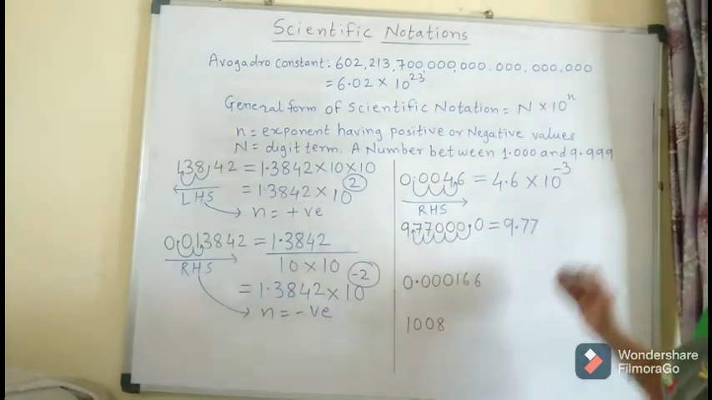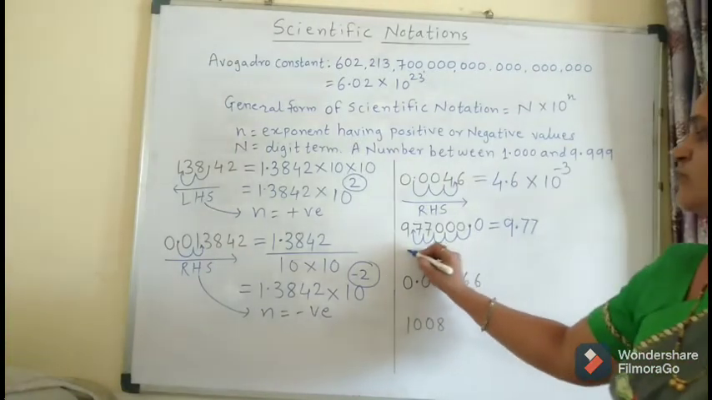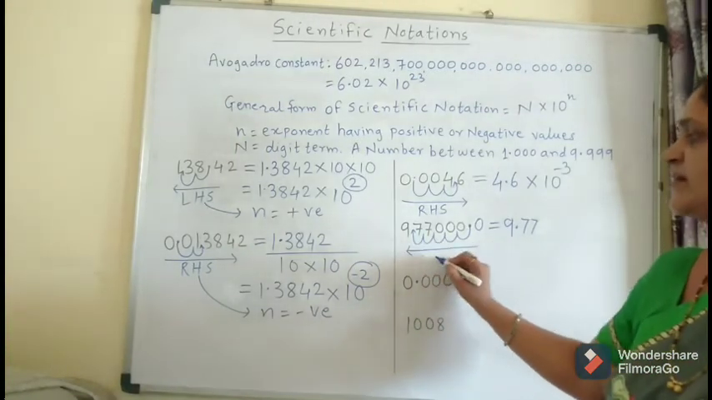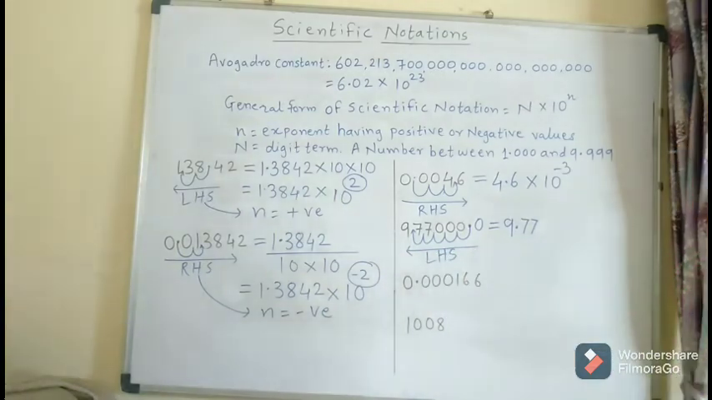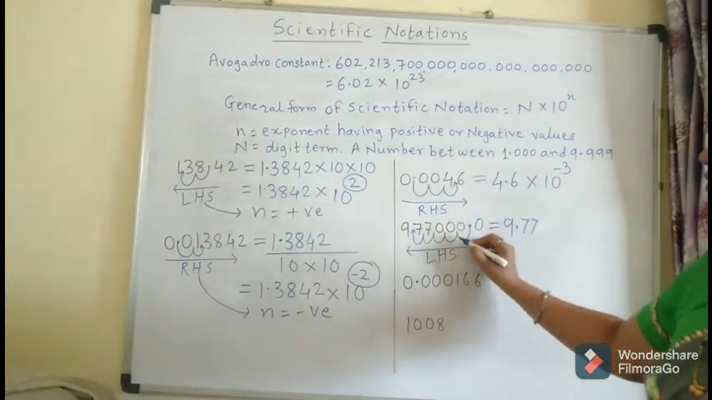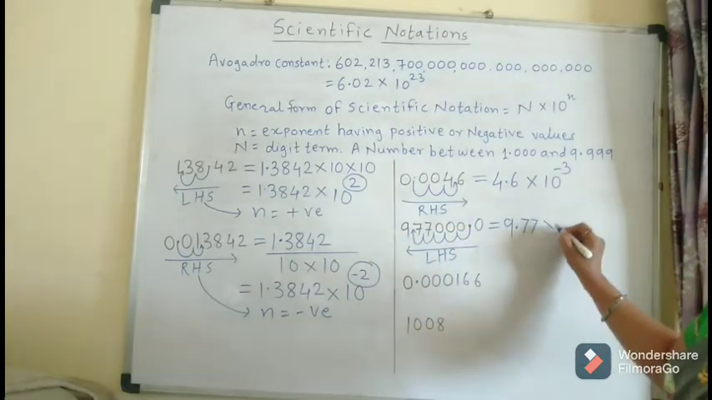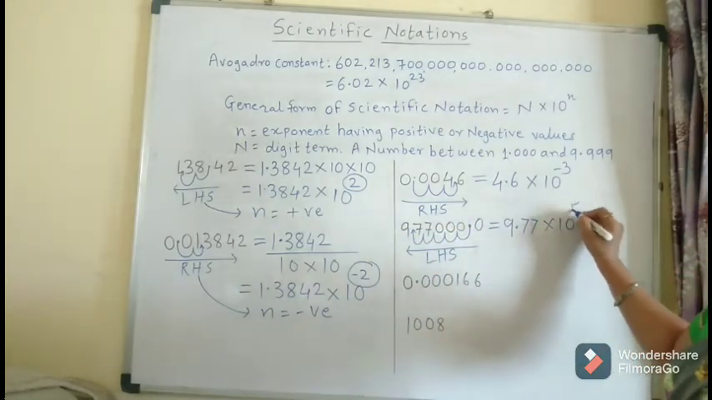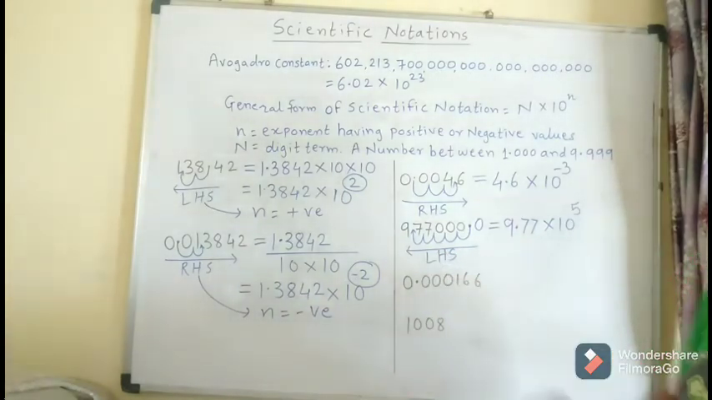I will write it in the exponential form. So how many digits I have shifted towards the left hand side, that I have to check. And as I am going to shift towards the left hand side, that exponent will be positive. How many digits have I shifted? 1, 2, 3, 4 and 5. So it will be 10 raised to positive 5, right? As I have shifted towards the left hand side.